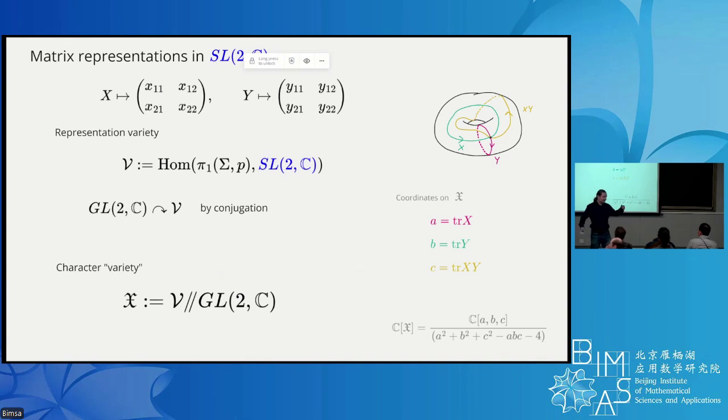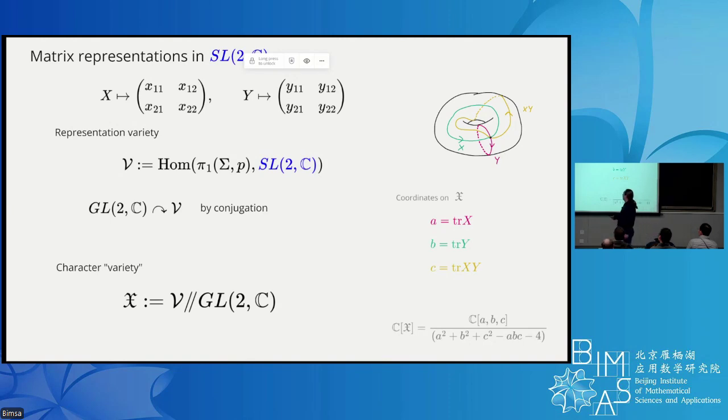So any homomorphism from the fundamental group of a surface to the group of 2x2 matrices with unit determinant is defined by its image on the generators, right? So the two matrices x and y in SL2C of determinant 1. Now, of course, those matrices better be satisfying the relations in the fundamental group. So those can be written as algebraic equations on the elements of the matrices.